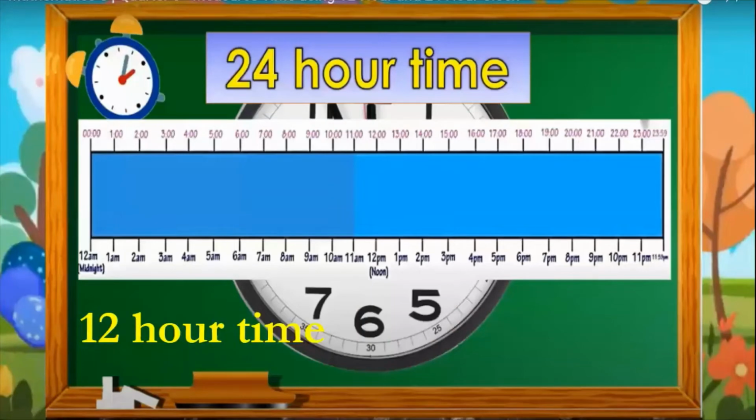Now here is a representation of our 24-hour time and 12-hour time. So as you can see, our 24-hour time starts from 0000 hour and it ends at 2359 hour. But the 12-hour time starts from 12 a.m. or 12 midnight and it ends at 11:59 p.m.